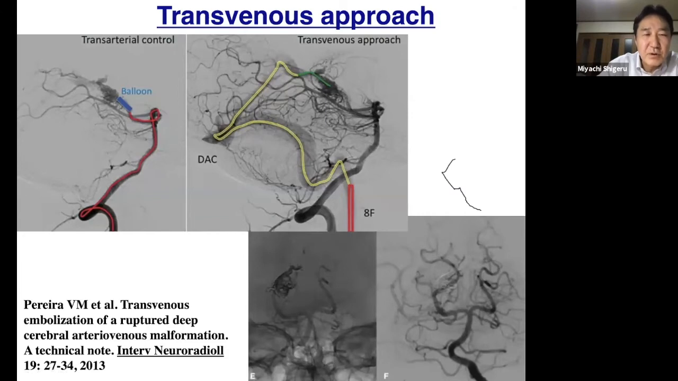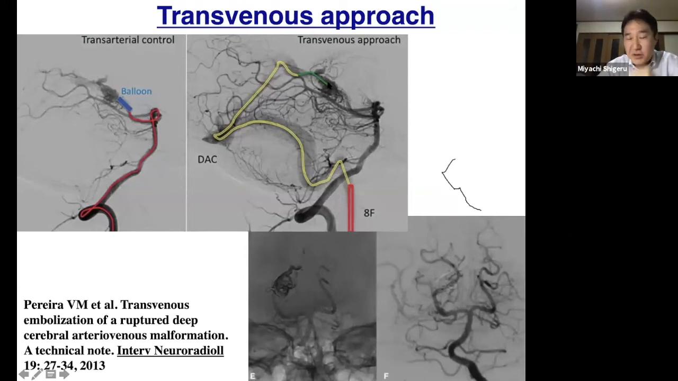And now the biggest topic in the AVM embolization is the transvenous approach. So in the West, particularly in France, from the venous route, from the drainage route, they access just distal to the nidus and occlude. Of course, the arterial part of the flow control is necessary, and just after the feeder embolization, as much as possible, access the microcatheter from the venous route, and then under blood pressure hypotension, Onyx is injected from the venous side to the nidus.